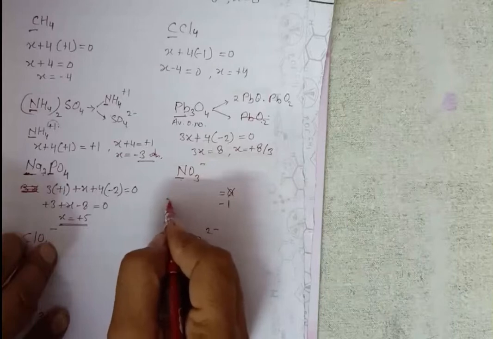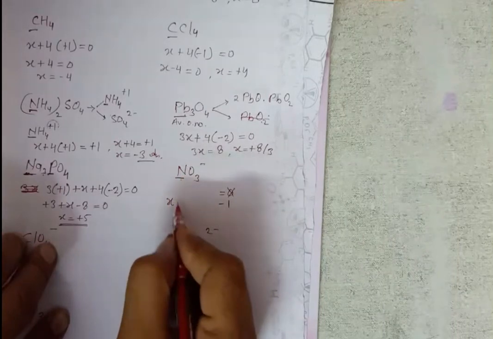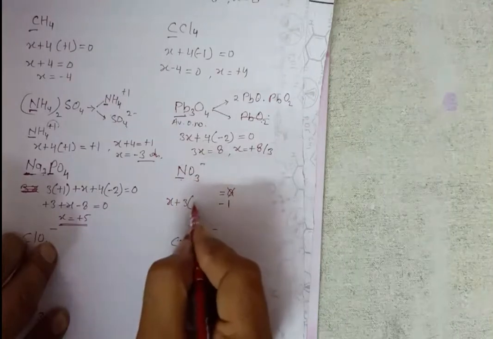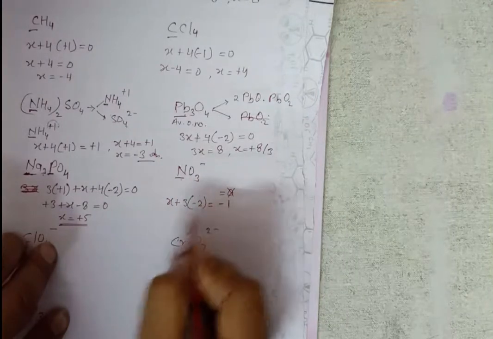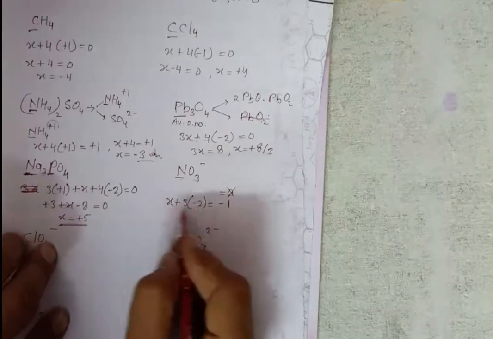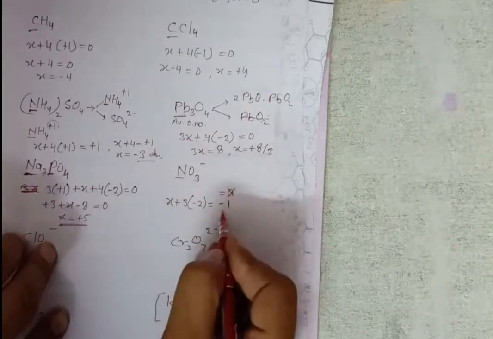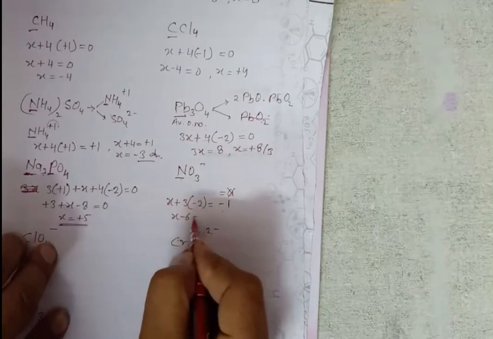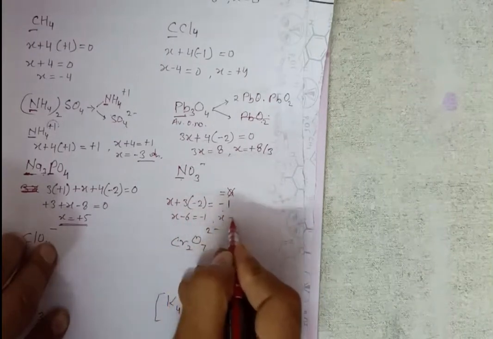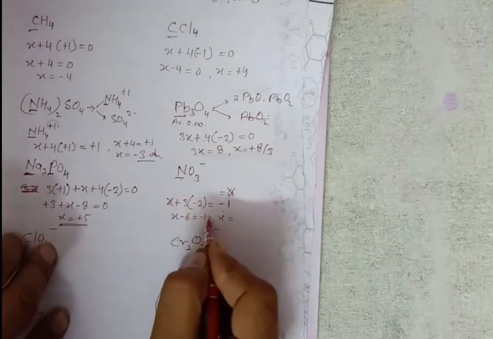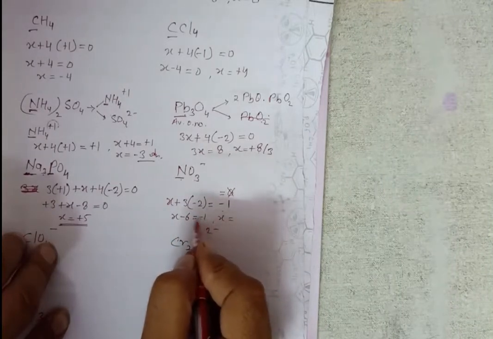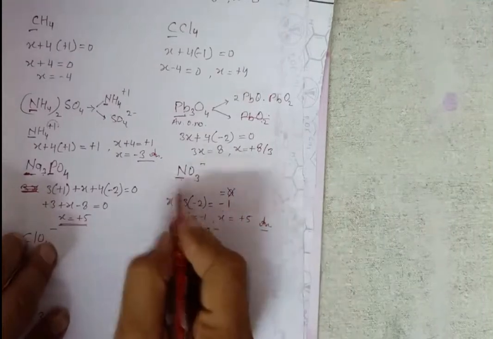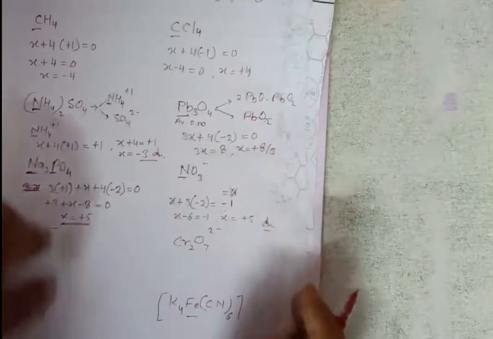For nitrogen, again we follow the same procedure. X, then we write plus. The subscript is 3. What about oxygen? It is minus 2. The sum of all the oxidation numbers must be equal to the charge present on this ion. So here x, 3 times minus 2 becomes minus 6, is equal to minus 1. X will be equal to, if I transfer minus 6 here, it will become plus 6. Plus 6 minus 1 is plus 5. Answer. Okay, the nitrogen here is in plus 5 oxidation state.